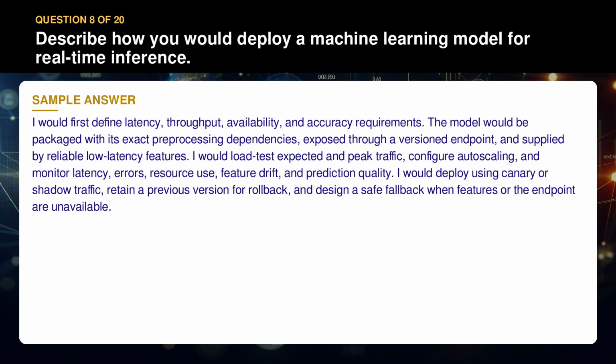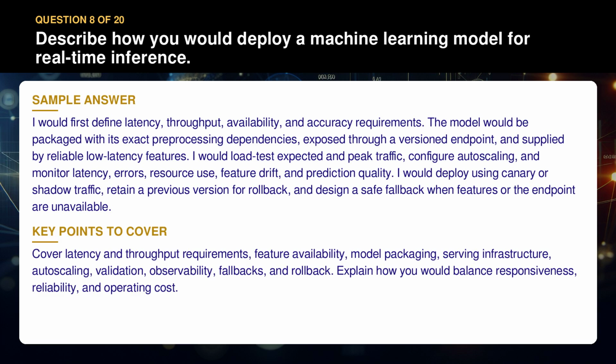prediction quality. I would deploy using canary or shadow traffic, retain a previous version for rollback, and design a safe fallback when features or the endpoint are unavailable. Cover latency and throughput requirements, feature availability, model packaging, serving infrastructure, autoscaling, validation, observability, fallbacks, and rollback. Explain how you would balance responsiveness, reliability, and operating cost.